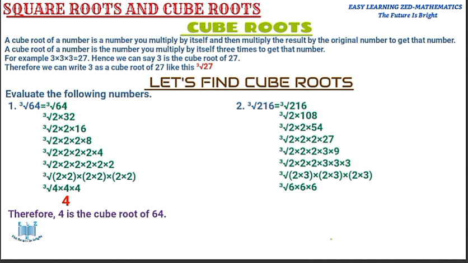Then what we're going to do is pick 1 six from the 3 sixes, and then we're going to write it down. We're going to get rid of the cube root sign, and we're just going to write 6 alone. Okay, once we've done that, that is the cube root of 216. So the cube root of 216 is 6. Therefore, we can say 6 is the cube root of 216. Okay, so basically this is how you find the cube root of a given number.